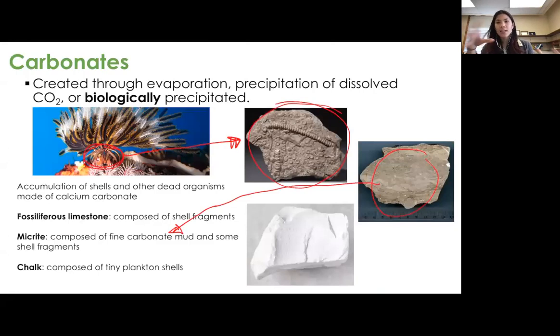And then as we keep going down in size, we have tiny plankton that we can't even see with our naked eye. As these die and settle to the floor, they form a type of carbonate called chalk. Just like the chalk we would use on a blackboard, this is composed of tiny plankton shells and is an example of biologically precipitated carbonates.